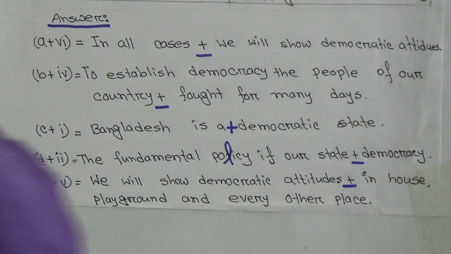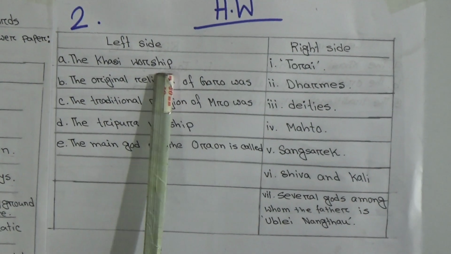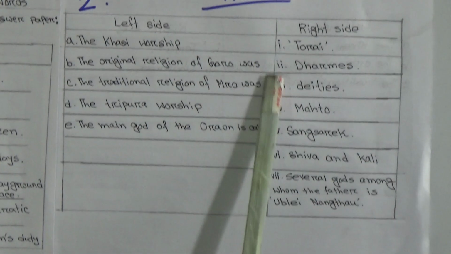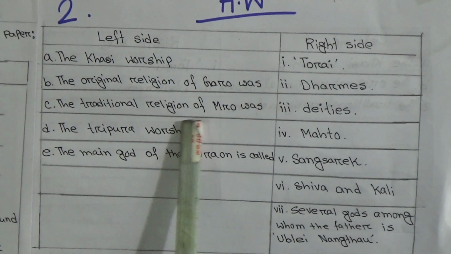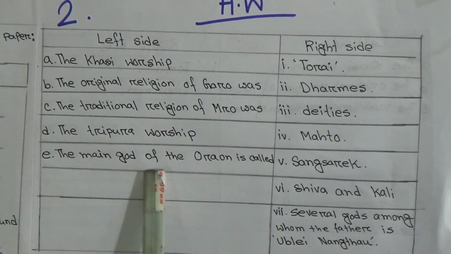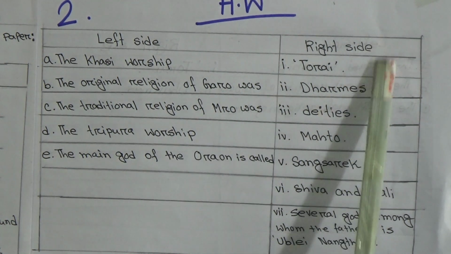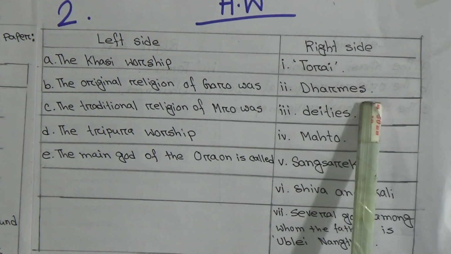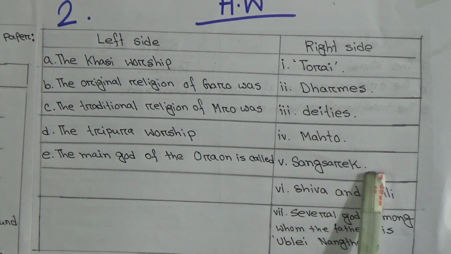And this is your homework. Left side and right side. Left side: the Khasi worship, the original religion of the Garo was, the traditional religion of the Mro was, the Tripura worship, the main god of the Oraon is called. And right side: Torai, Hermes, deities, Mahto, Shanshare, Shiva and Kali, several gods, among whom the father will be Nangthao. So this is your homework.